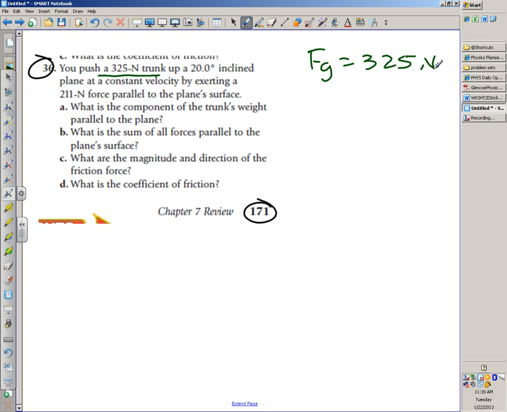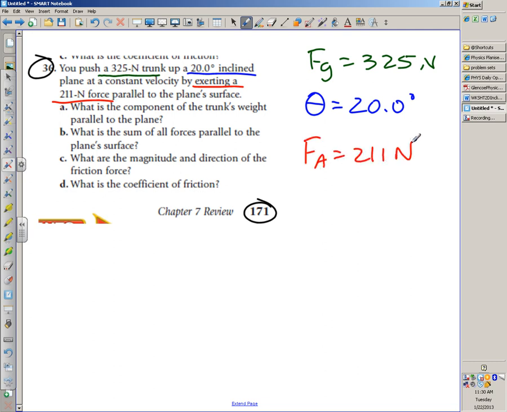Okay. All right, other things they gave us. Degree of incline. Okay, they told us that this ramp is inclined by an angle of 20 degrees. So theta in this problem, 20 degrees. Other things they gave us? Not normal force in this case. This is an applied force, right? If it says that you're exerting a 211 Newton force, that's an applied force. You're pushing that hard, right?